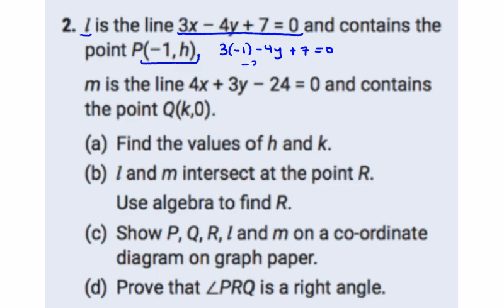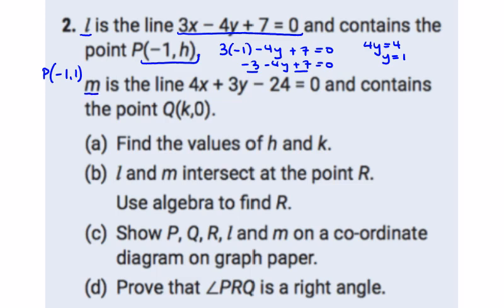So we're going to get minus 3 minus 4y plus 7 equals 0. Bringing 4y to the right, we're going to get positive 4y equal to minus 3 plus 7, which is 4. So y is equal to 1. So my point P is (minus 1, 1).